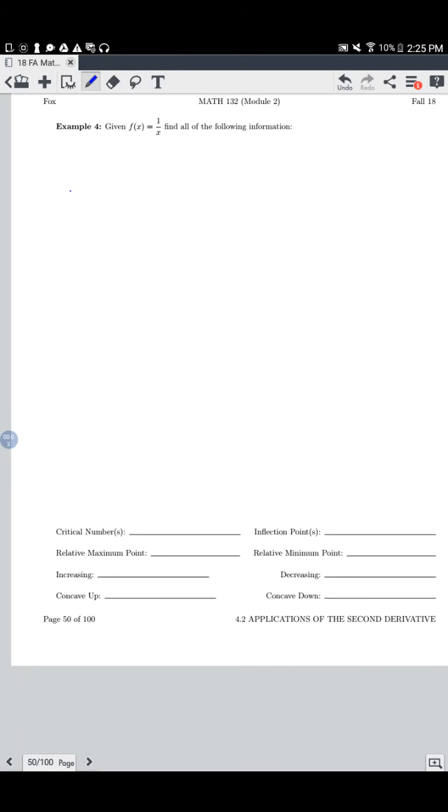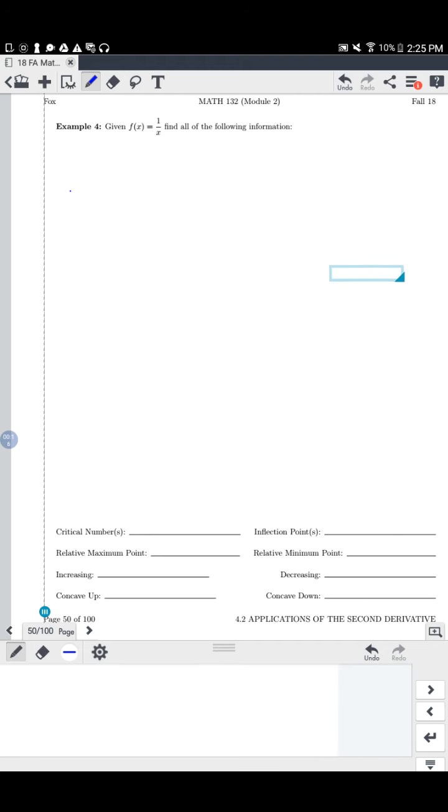For this last example, let's find all of the same type of information, but from a different kind of function. So we don't have a polynomial here. Our original function f of x is 1 over x. So right off the bat, I'm going to be taking the derivative of this. In fact, I'm going to be taking the first and second derivative of this. So I might want to just rewrite my function up top here.